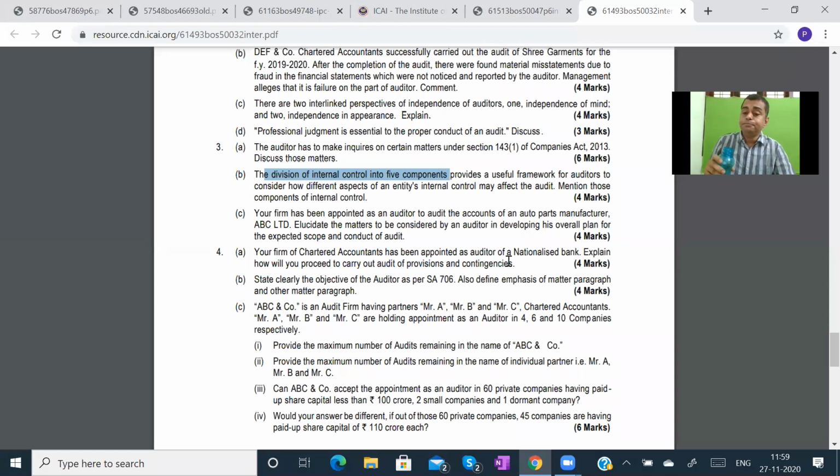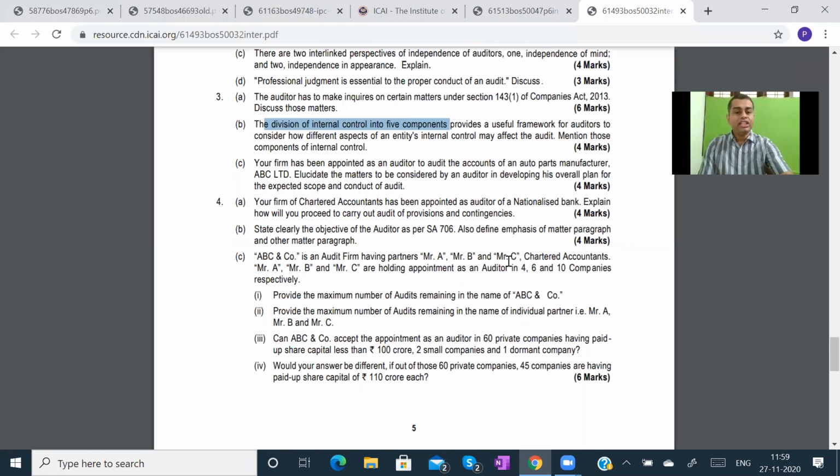Risk assessment. Third one, control activity. Fourth one, information system and communication. Fifth one, monitoring, internal control monitoring. Superb.